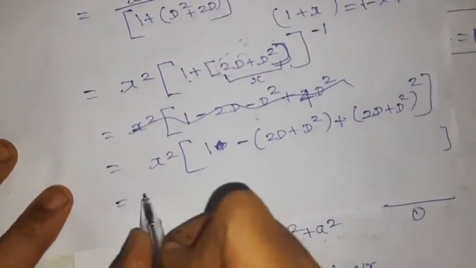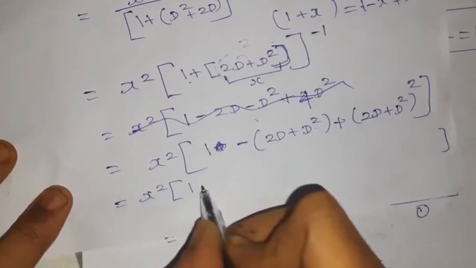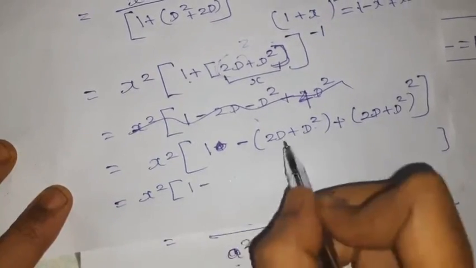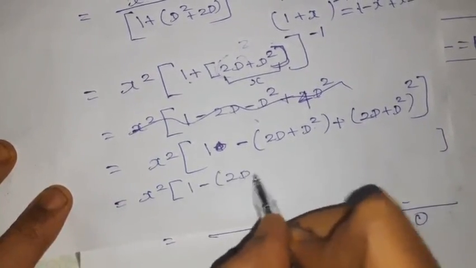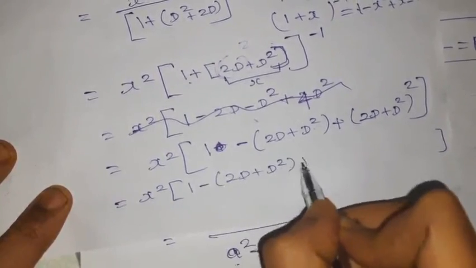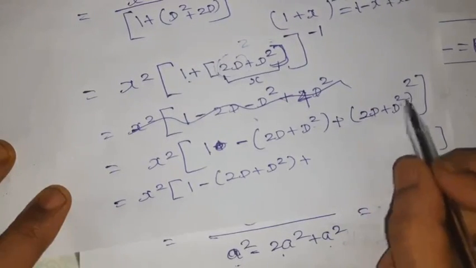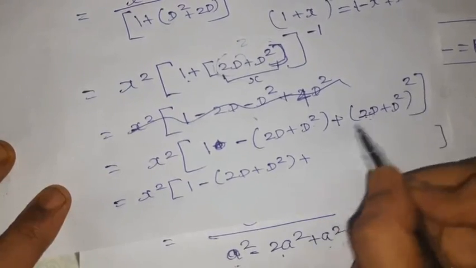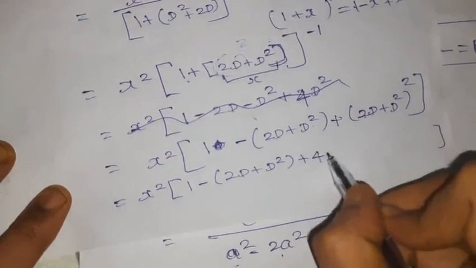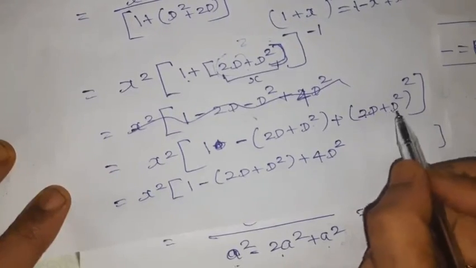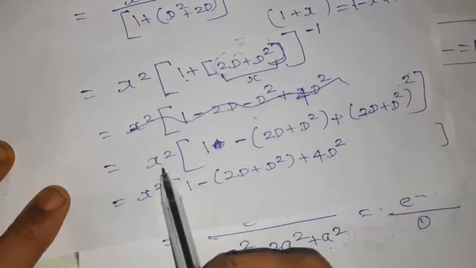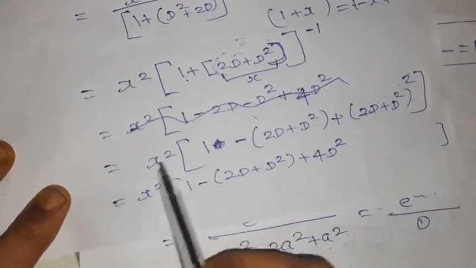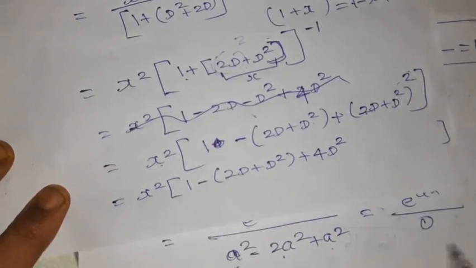Then now expanding this, what we will get? 1, minus (2D plus D squared), let it be, then (2D plus D squared) the whole squared. This is of the form (a plus b) whole squared. A squared, what we will get? (2D) the whole squared, 4D squared. Then this is D power 4 x squared. So when we differentiate fourth order, we will get 0 only. So we'll exclude the term.